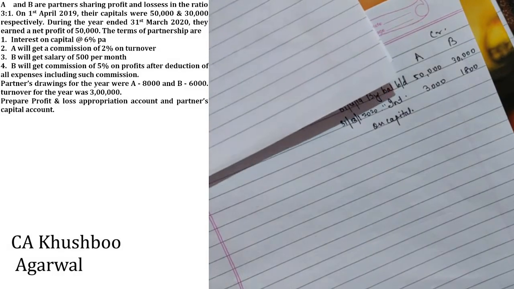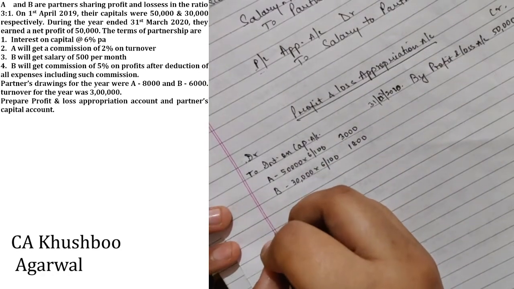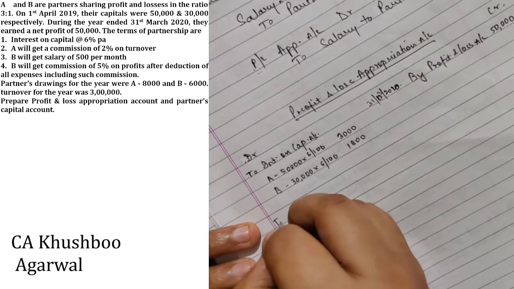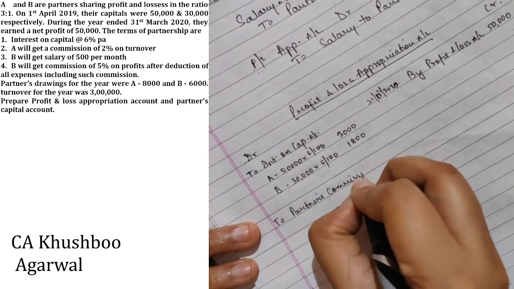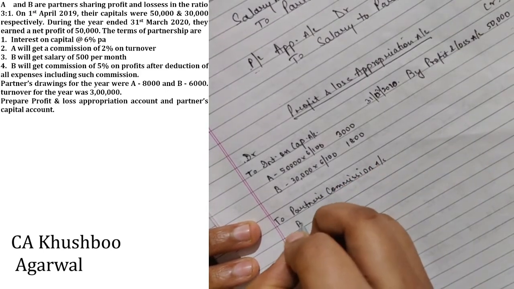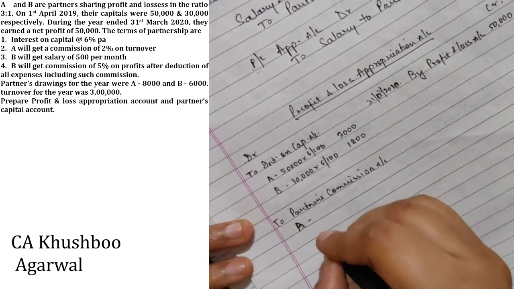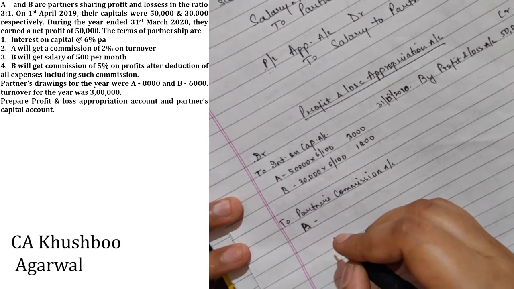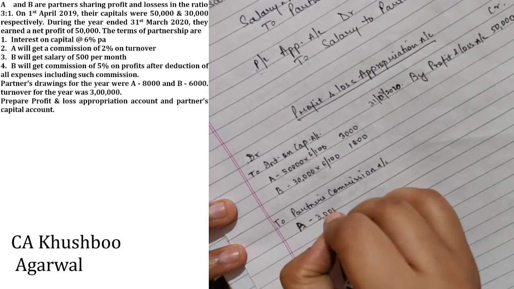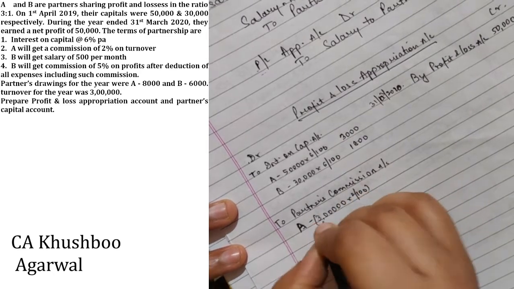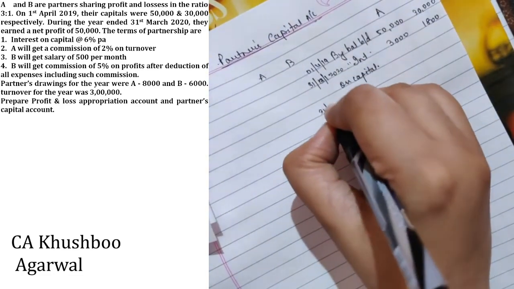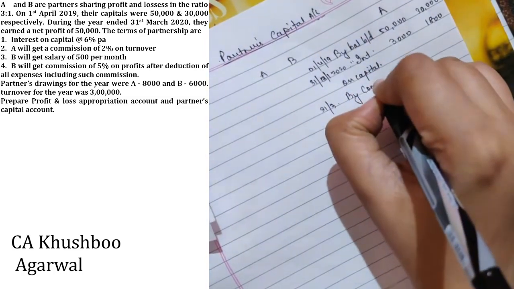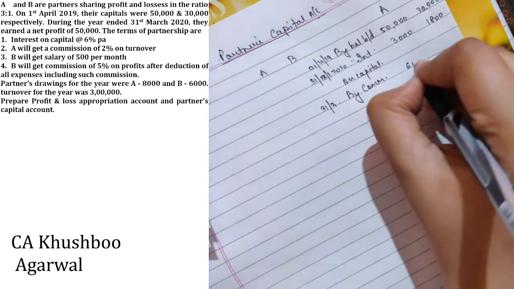The next entry is given. A will get a commission of 2% on the turnover. So, profit and loss appropriation account to partners commission account. So A will get 2% of the turnover. Turnover is given as 3 lakh rupees in the question. So 3 lakh into 2% gives us 6,000 rupees. Every 31st March, by commission, A will get 6,000 rupees.